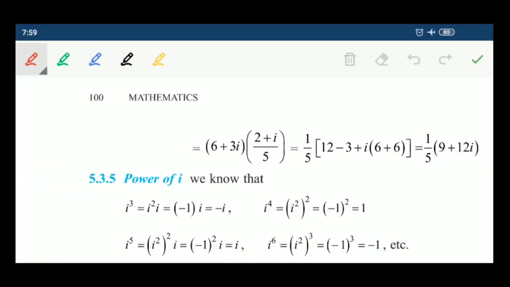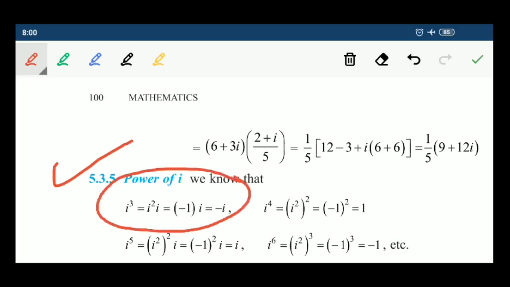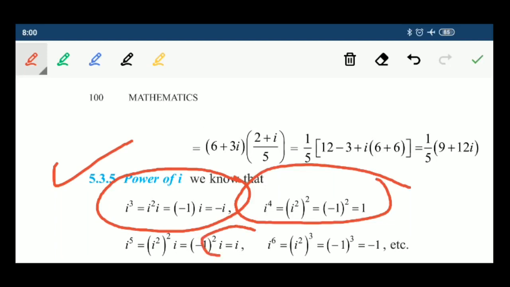So now the next topic is powers of i. It's very important, and you will learn all the powers of i. Suppose i raised to power 3, it is equal to minus i. Suppose i raised to power 4, which is equal to 1. And suppose i raised to power 5, it is again equal to i. And the basic concept here: remember i square is equal to minus 1.